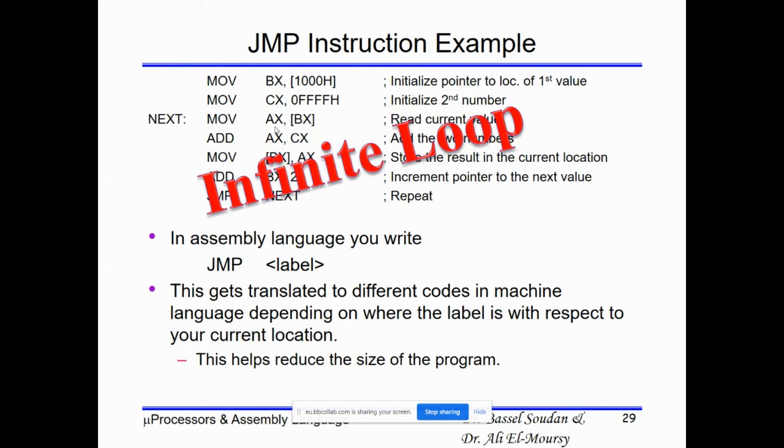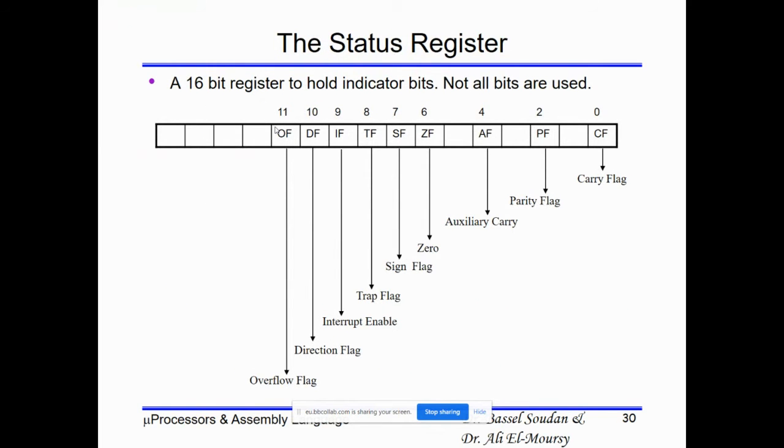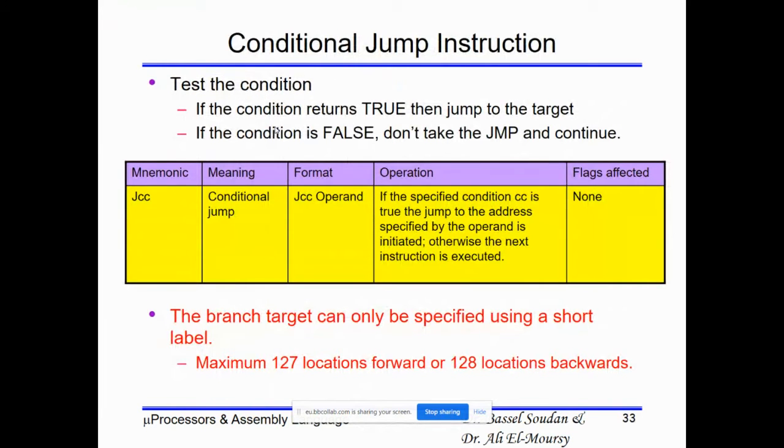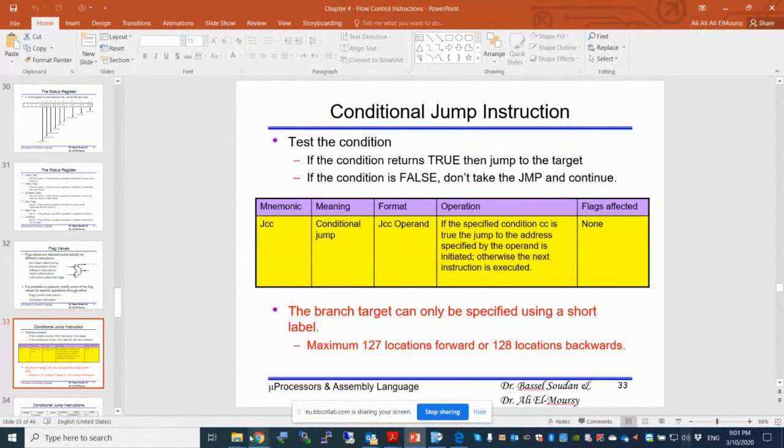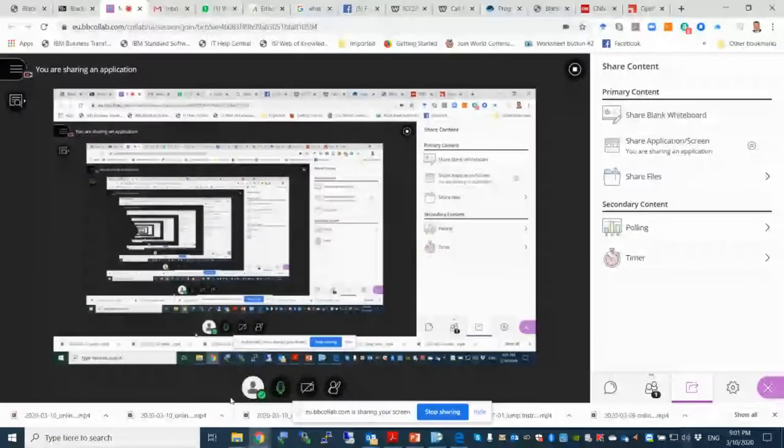The code will keep spinning on itself, loops on top of each other, endlessly. So in that scenario, I cannot use the jump instruction. I need what we call the conditional jump instruction. So what is the conditional jump? Let us go back to our board to explain the story of this conditional jump.